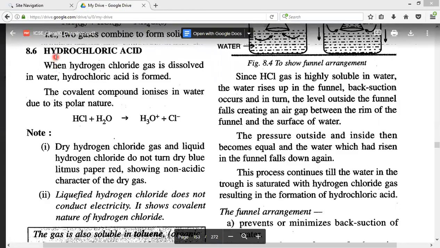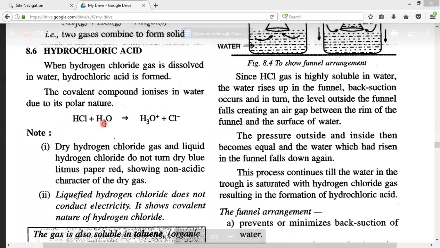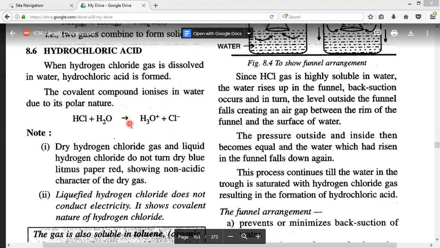Good morning, students. Today we have to start with hydrochloric acid. How to prepare this acid, that preparation we are doing now. When HCl, the hydrogen chloride gas, is dissolved in water, then hydrochloric acid is formed. This hydrochloric acid is a covalent compound which ionizes in water due to its polar nature.